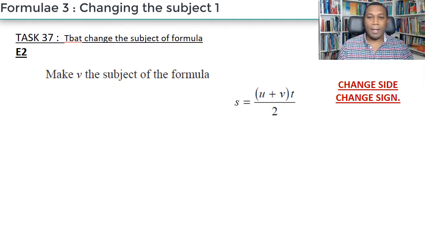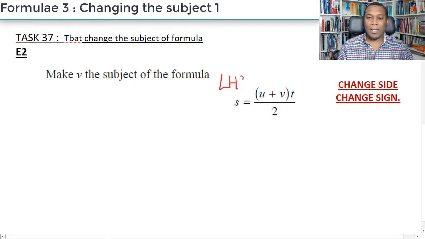Let's see what we have set up here. We have a left-hand side and a right-hand side. I want V all by itself. At the moment, the V is in a bracket. It's being multiplied by T and it's being divided by 2. We need to get rid of that dividing by 2. So dividing by 2 on the right has to become multiplying by 2 on the left.